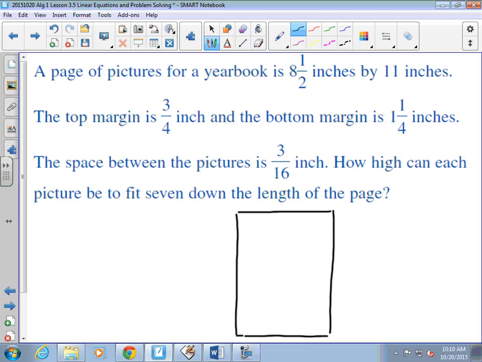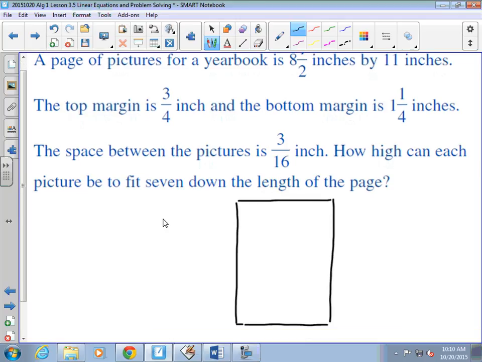Okay, so the first thing you have is 8.5 by 11. So it's going to be 8.5 across by 11 inches, the outside of the book. Okay. It said the top margin, that's this portion here, is 3/4 of an inch. The bottom margin, that's this portion here, is 1.25 inches. Then it says the space between the pictures is 3/16 of an inch.